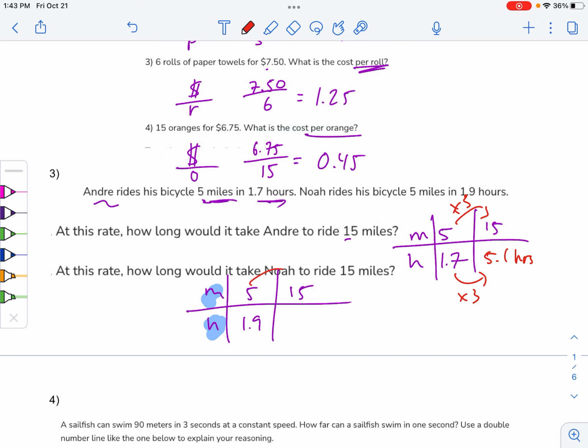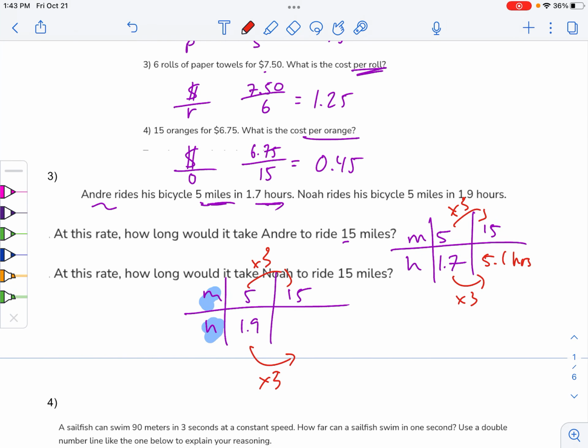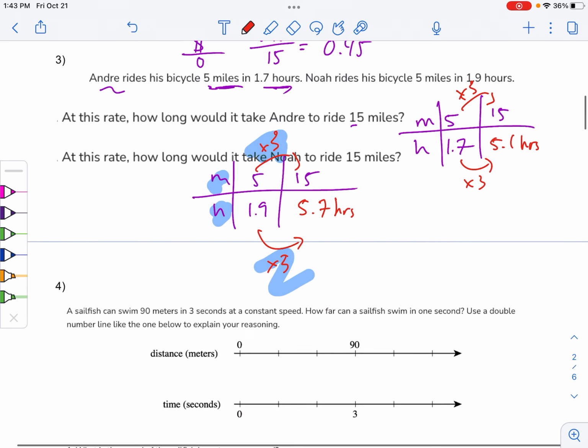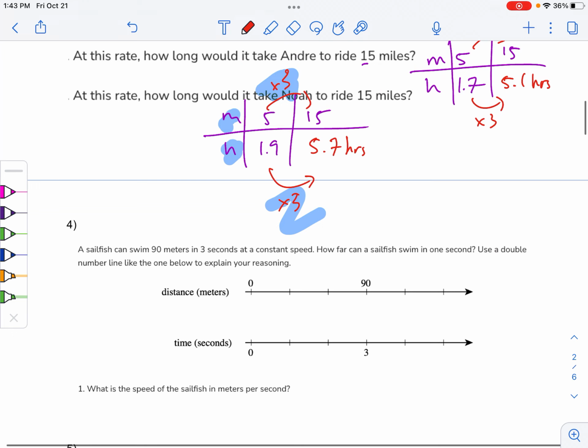So again, I can do the same thing. Times 3, times 3. 1.9 times 3 is going to be 5.7 hours. Easy peasy. But the key for all this one, ladies and gentlemen, folks, boys and girls, cats and pandas, keep in mind, whatever you do to the top, you have to do to the bottom. That keeps the ratio dandy.